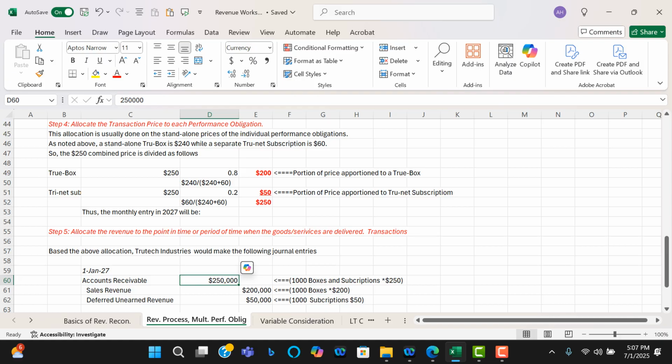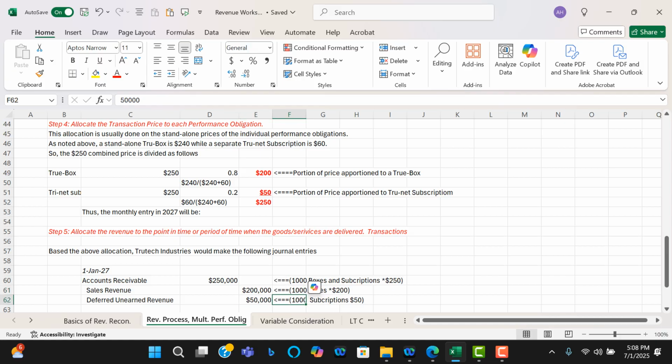So the total amount they're owed is 250. Now, the sales revenue that they're going to recognize is 200,000, which is 1,000 boxes times this $200 right here. 1,000 boxes times that $200 there, that was the portion of the 250 for the boxes. So of the 250, 200 per box, or 1,000 times 200, 200,000, is going to be recognized immediately because the boxes were delivered on January 1st.